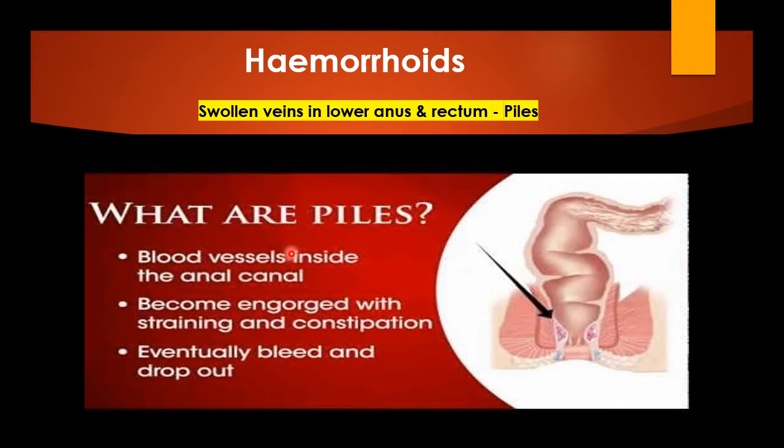Now, what are hemorrhoids? Hemorrhoids are swollen veins in the lower anus and rectum. They are also commonly referred to as piles, which are actually blood vessels inside the anal canal, which become engorged and dilated with straining and constipation. And eventually they tend to bleed and even drop off. Here this is an anal canal with the piles here. They become engorged, dilated due to frequent straining at stools, and later they tend to bleed.